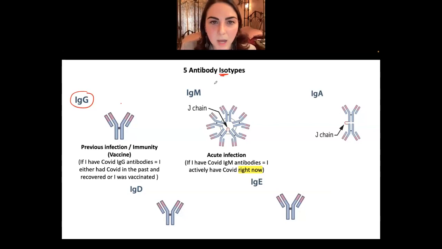IgM, and this is going to come up a lot. We're going to talk about why this is the case. But IgM is what's going to be present when you have an acute infection. So if I have COVID IgM antibodies, that means right now, currently, I have COVID.